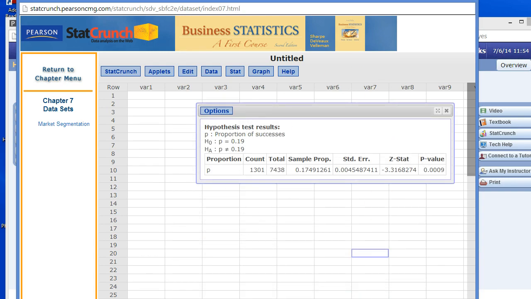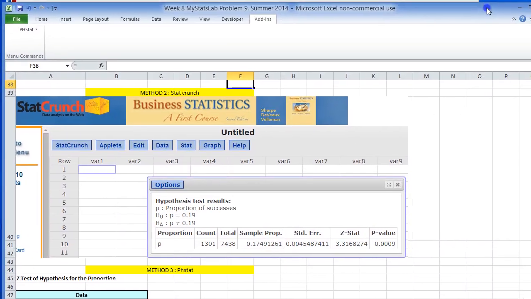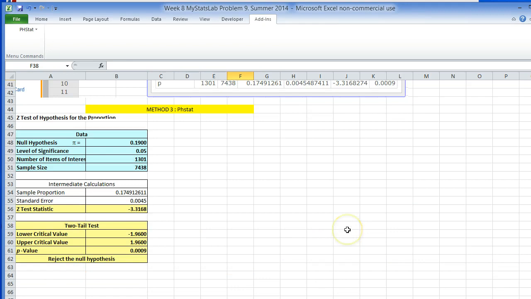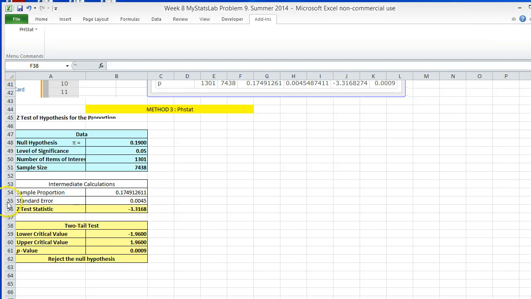So that's the process. So let's get back to the result as I have it displayed here in the Excel document that's attached. It shows us the p-value. Now the third method is using PHStat, and this is the result of using PHStat.